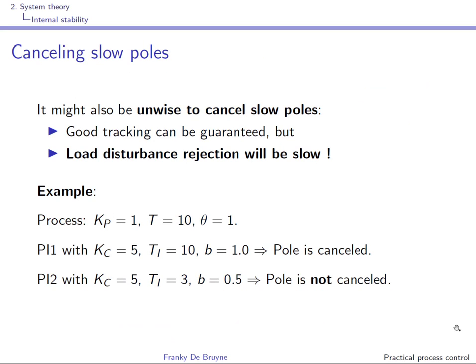We will see that it is also not very wise to cancel slow poles of a process. The process that we'll consider is a first order system with delay, so Kp times 1 over Ts plus 1 times exponential of minus theta s, and you can see here that the gain is 1, the time constant 10, and the delay 1, so that we have 1 over 10s plus 1 times exponential of minus s.